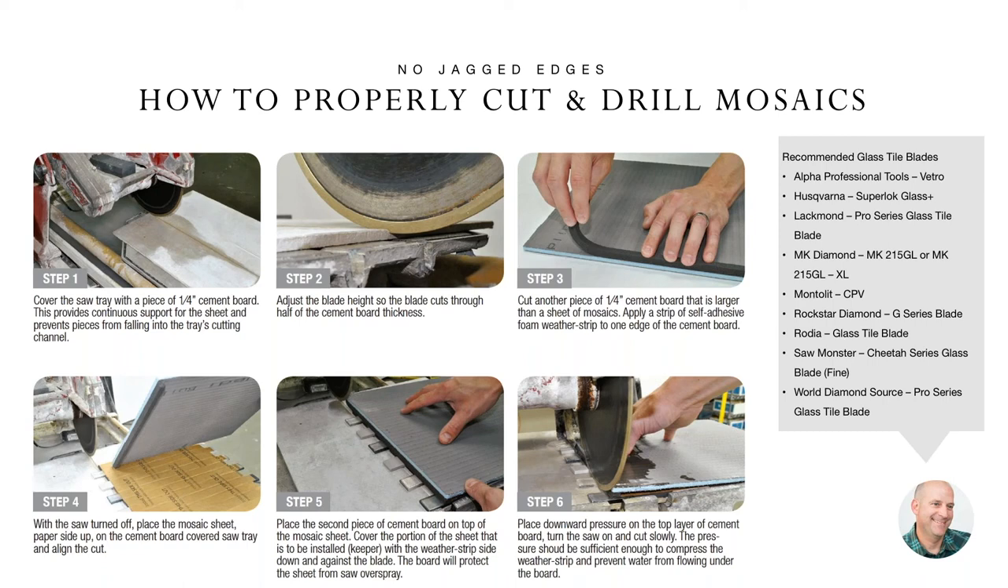So you're going to take your sheet, you're going to lay it on the saw tray, you're going to protect the side that you want to keep, you're going to turn the saw on, and then apply a little bit of downward pressure and push the tray through the blade. The trick to getting a smooth or clean cut is to cut slowly with good water flow. Glass blades have smaller diamonds and a tighter matrix, so they have a tendency to cut much more slowly than a porcelain blade. And this is the reason that cutting slowly gives you that clean, chip-free cut.